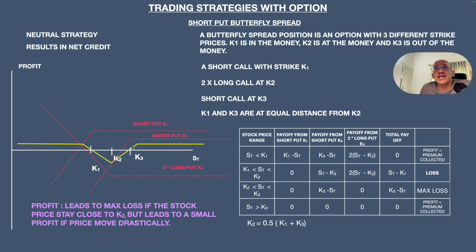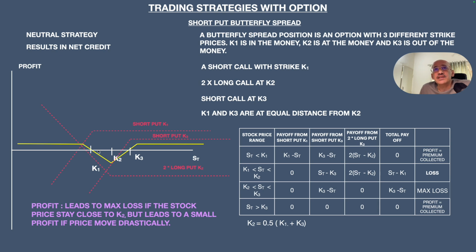The payoff from short put K3 will be in loss, that is equal to ST minus K3, because you have moved out of its comfort zone of K3. Hence, it will be in loss, that is equal to ST minus K3. However, two long puts will be in profit, which is 2 into K2 minus ST. So the total loss is going to be ST minus K1, which will be the loss for this particular strategy.